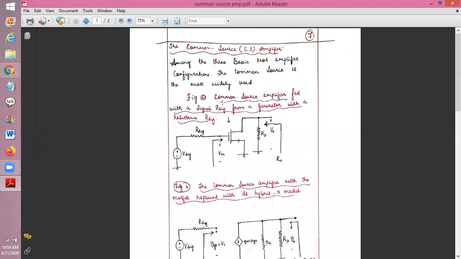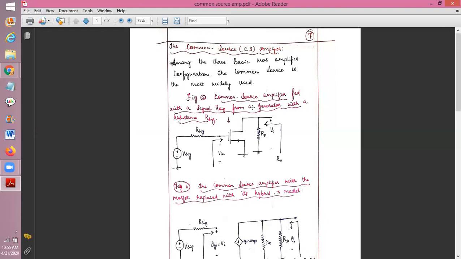Okay. See, now we studied characterization. What are the 3 configurations we studied in the previous class? What are the 3 main configurations? For a MOSFET: common source, common drain, common gate. So what are the 3 basic configurations? Common source, common gate, and common drain.